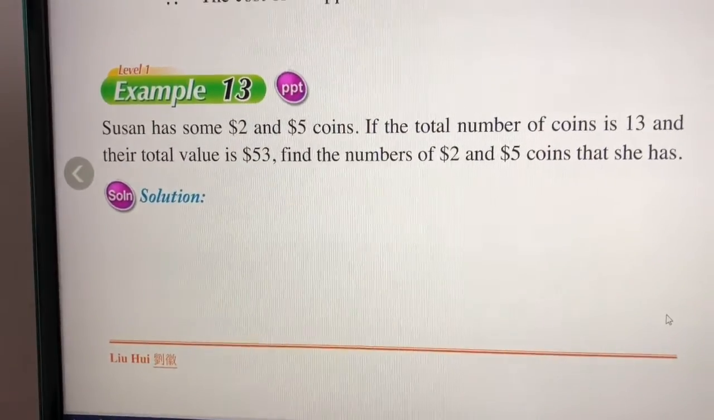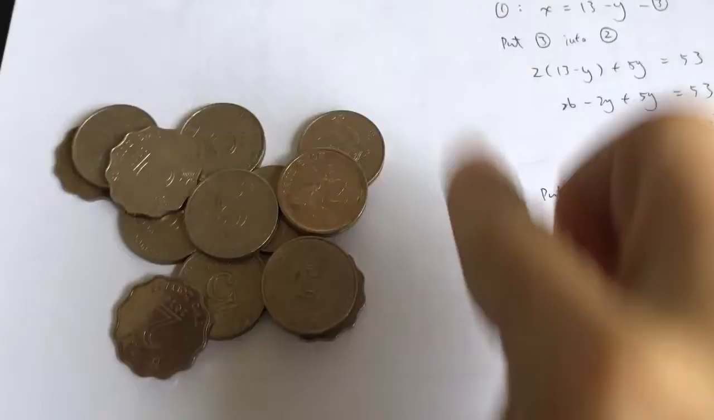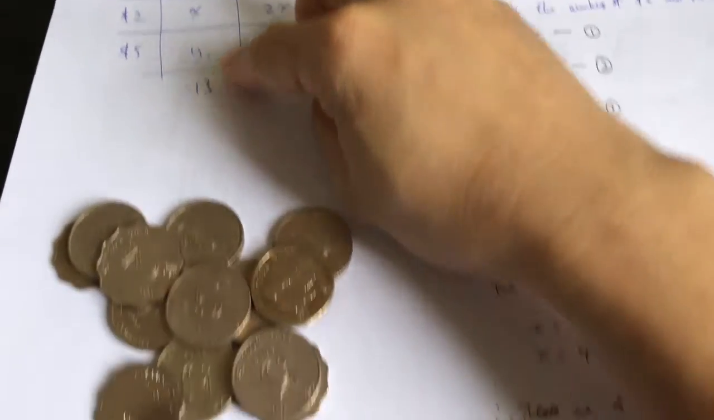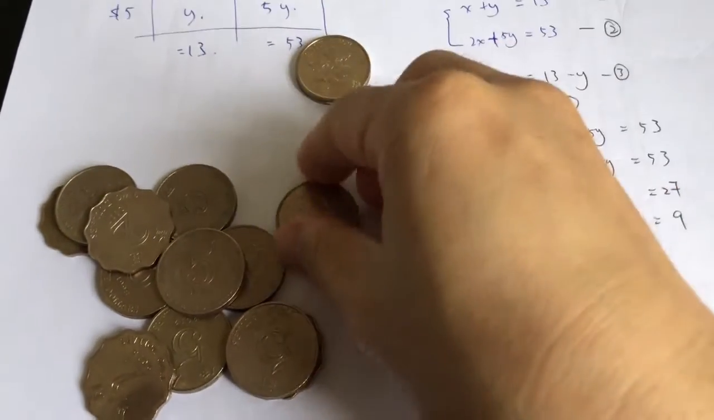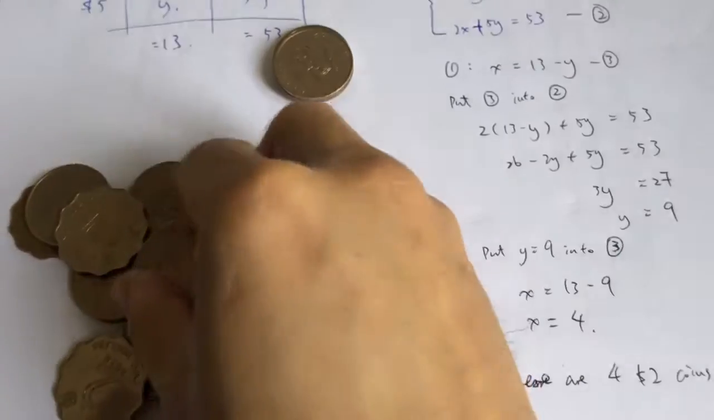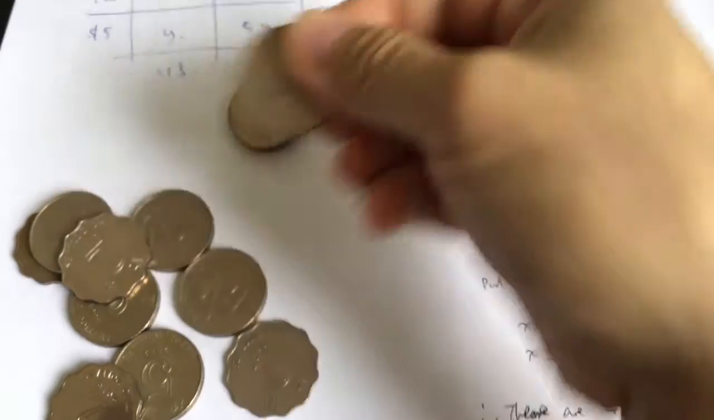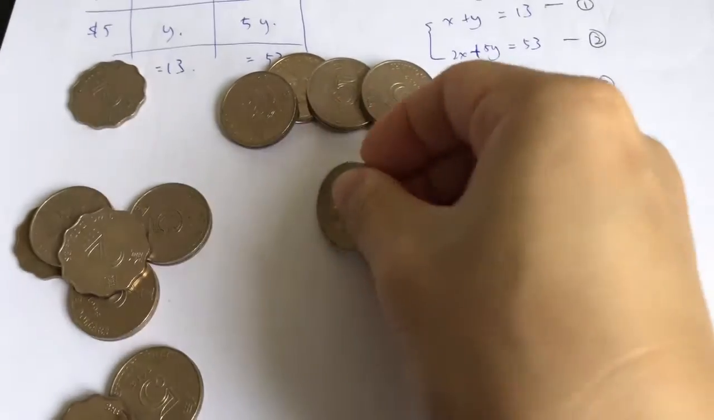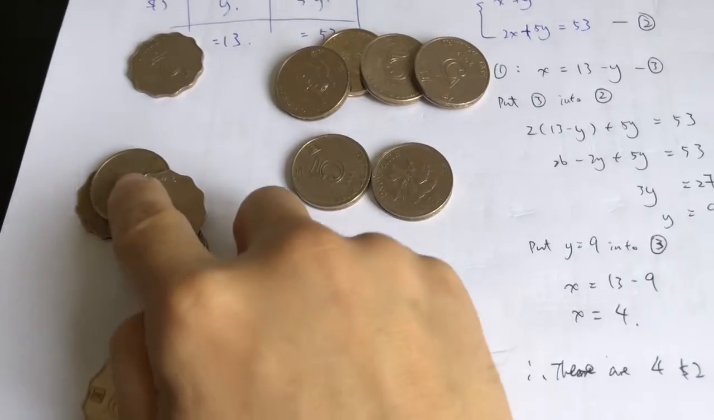Hello students, let's go back to example 13. Okay, so I have prepared some coins here. Okay, so here are those coins. Okay, so it says x plus y equal to 13, so it just counts the number of coins: 1 coin, 2 coins, 3 coins, 4 coins, 5 coins, 6 coins, 7, 8, 9, 10, 11, 12, 13.